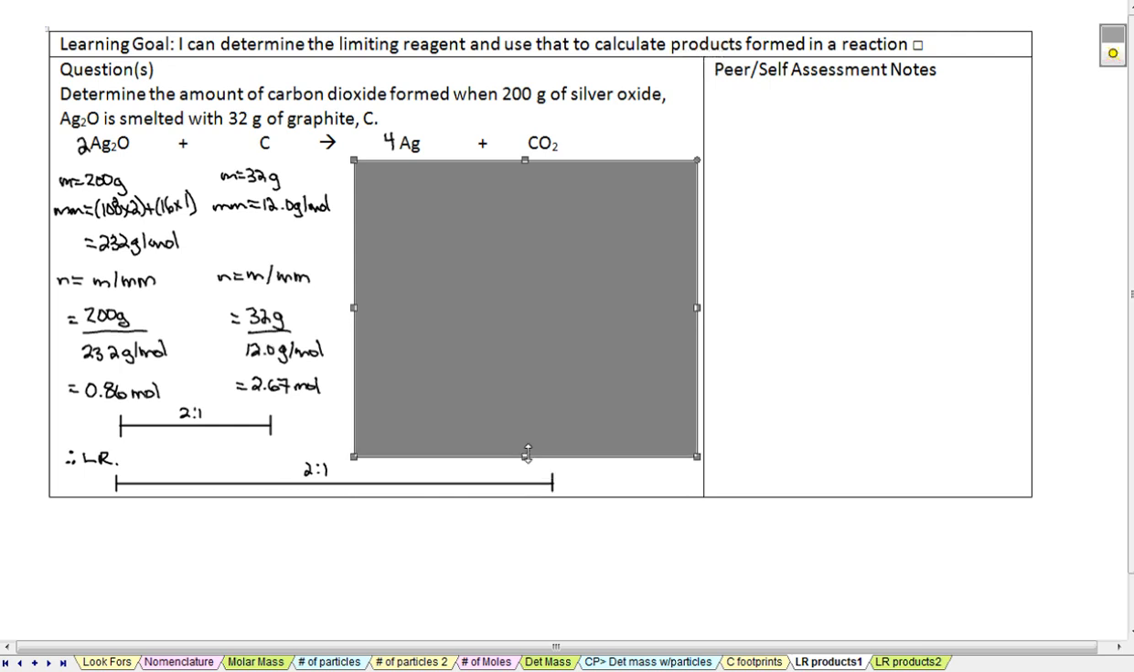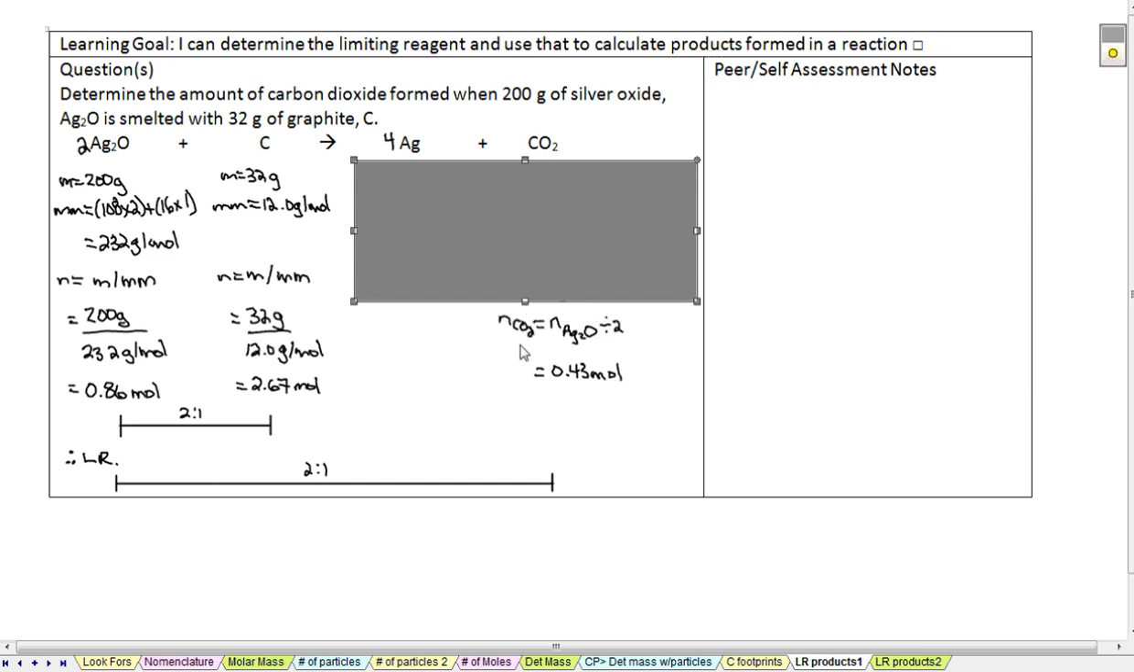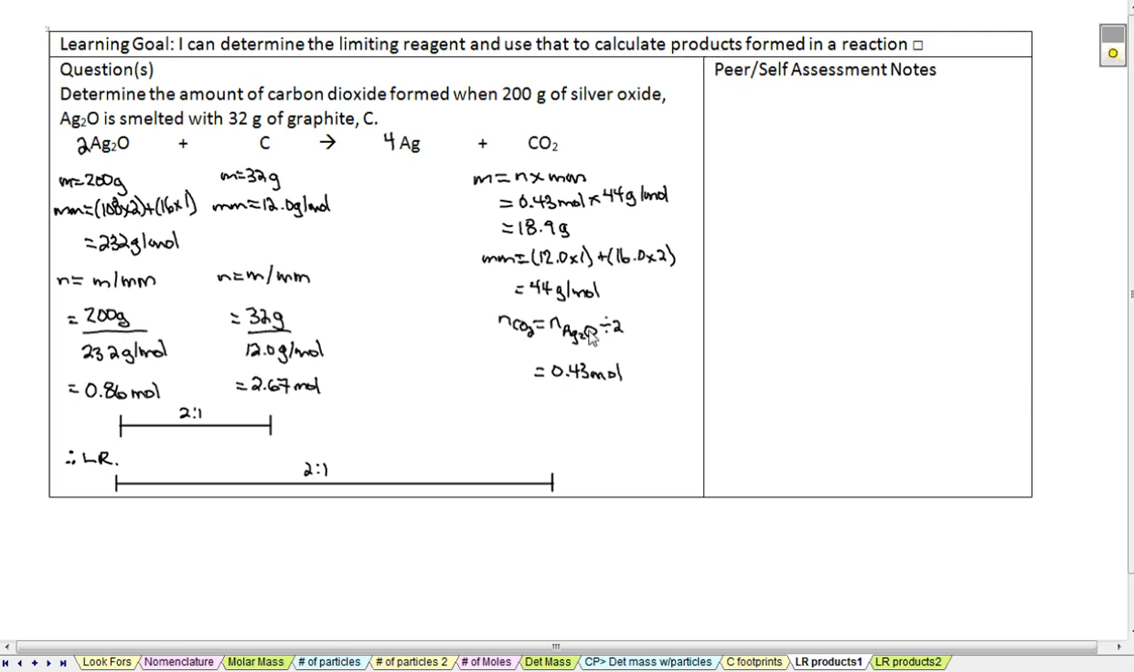So I look at my ratio, and this ratio is also 2 to 1. So I should have twice as many moles of silver oxide as I have carbon dioxide. So I'm just going to pull back the curtain here and show you that calculation. So moles of CO2 is equal to my moles of silver oxide divided by 2, 0.43 moles. And we can now get rid of that and look at the calculations. So just like the other questions, I know my moles, know my molar mass, multiply them both together, and I have my mass.